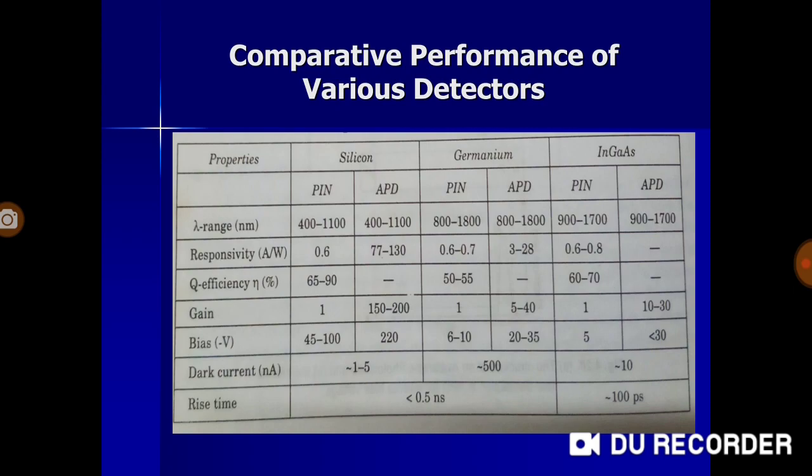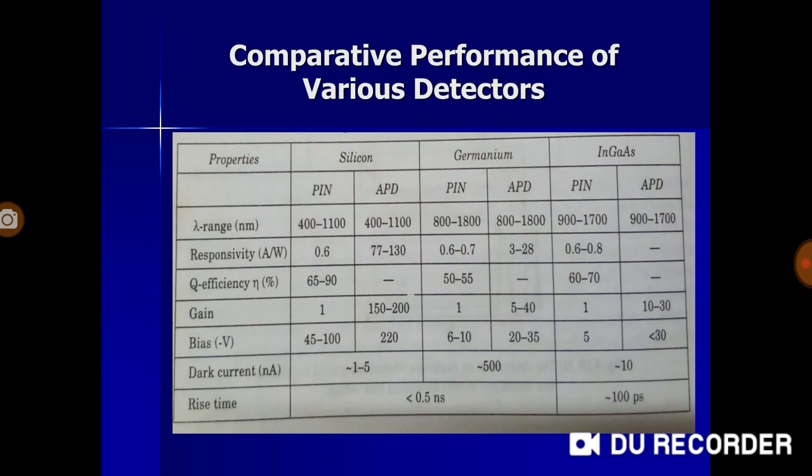The second property is responsivity. We talked about it. The unit is ampere per watt. For silicon PIN, it is 0.6, while APD is 77 to 130. You can see the responsivity of APD is huge as compared to PIN diodes when made of silicon.